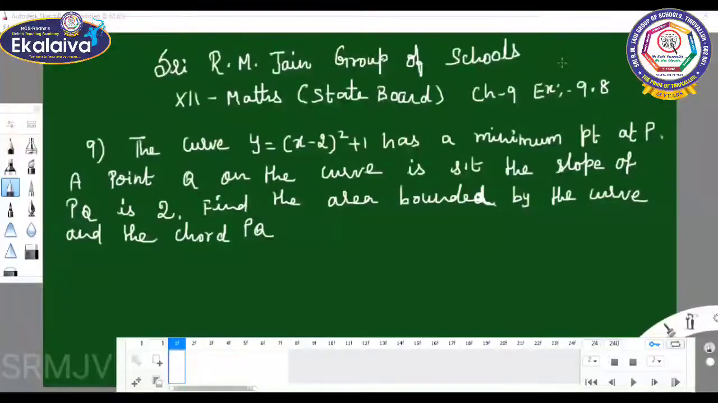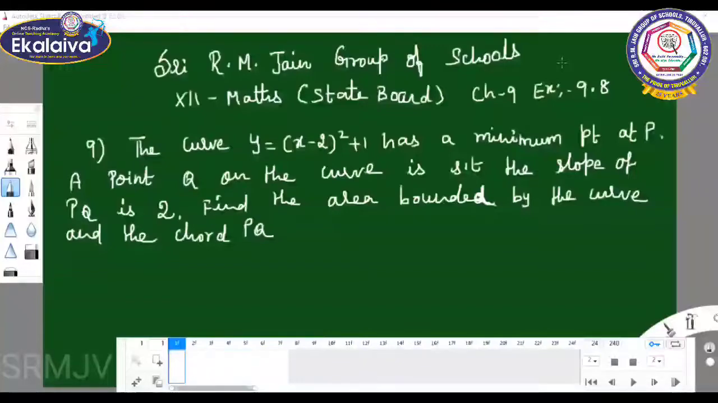This is 12th Standard Maths State Board, Chapter 9, Exercise 9.8, ninth sum. The curve y equal to (x minus 2) whole square plus 1 has a minimum point at P. A point Q on the curve is such that the slope of PQ is 2. Find the area bounded by the curve and the chord PQ.